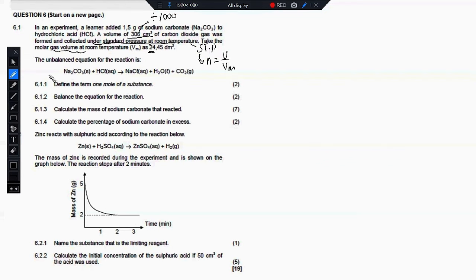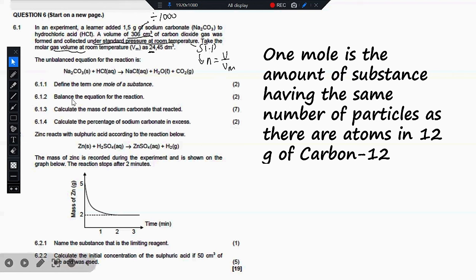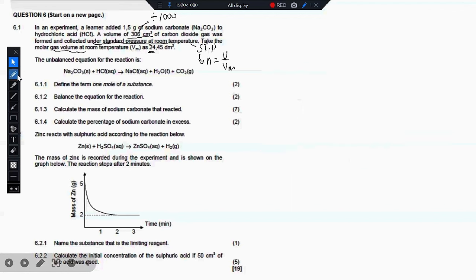Right. Then the unbalanced equation for the reaction is as follows here. Then 6.1.1 says define the term 1 mole of a substance. So how do we define that? Quickly. According to your CAPS document, you should define it exactly as it appears here. You say 1 mole is the amount of substance having the same number of particles as there are atoms in 12 gram of carbon-12. Right. Nice one.